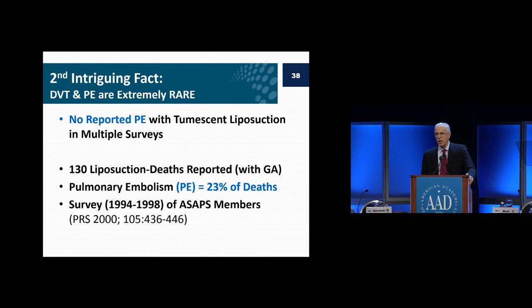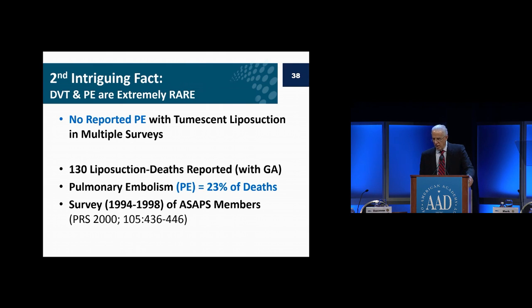Then the other interesting observation was that DVTs and pulmonary emboli were extremely rare. To the best of my knowledge, there have been no reports of pulmonary emboli in many of the multiple surveys that I've read on tumescent liposuction. On the other hand, in plastic and reconstructive surgery, there was a report of 130 deaths in one survey. Amongst those deaths, the leading cause of death was pulmonary embolism at 23%. So there's an interesting dichotomy.